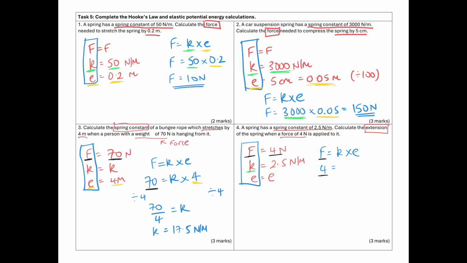Rather than F, we can now replace it with 4. Rather than K, it's 2.5, and E is the unknown. We want to get E as the subject, so we need to divide both sides by 2.5. So now 4 divided by 2.5 will give us the value of E, and using a calculator, that comes out as 1.6 metres.